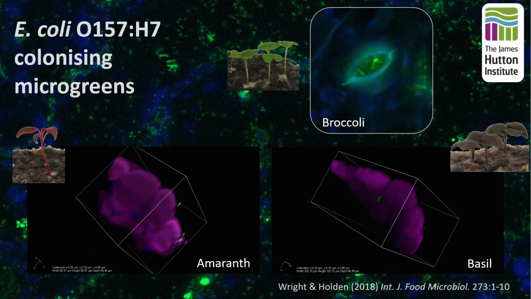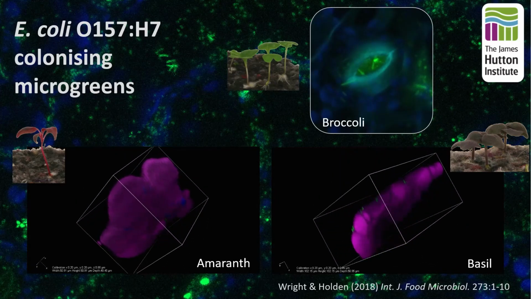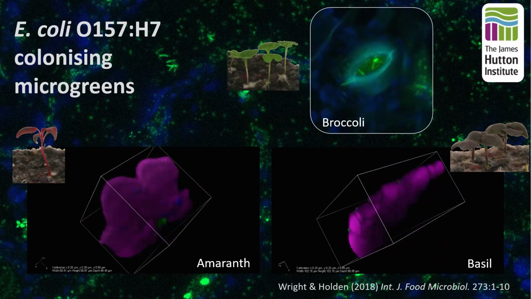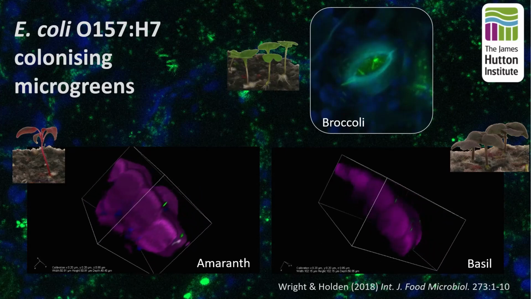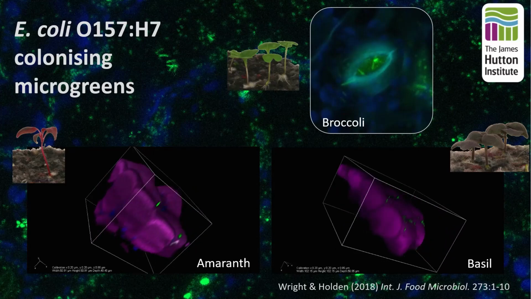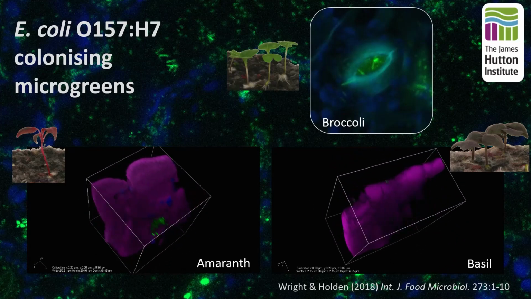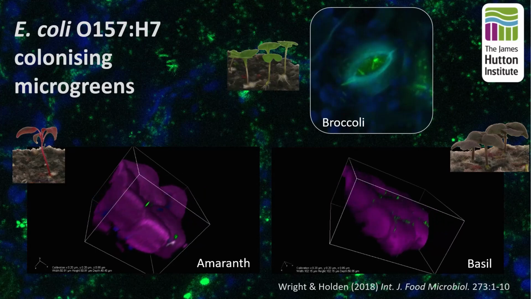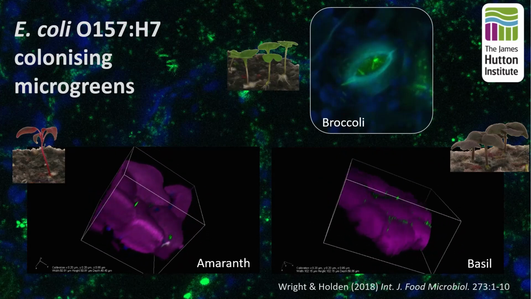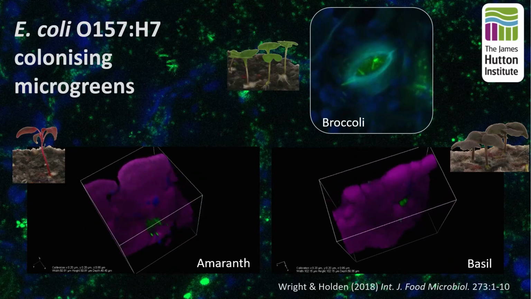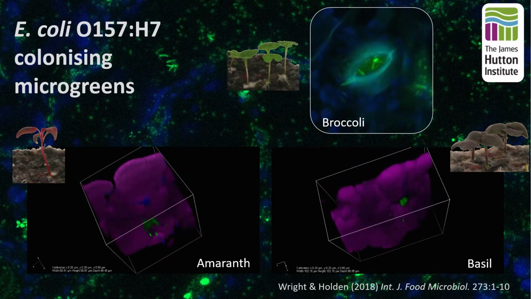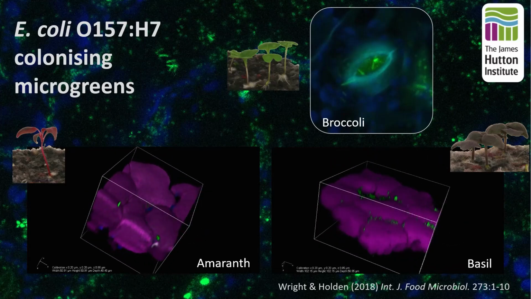As I mentioned previously, E. coli has been associated with many outbreaks of food poisoning involving sprouted seeds. Here we can see that a similar system involving young germinating seedlings can also be extensively colonized. These are microgreens, often used as nutritional and attractive garnishes. For example, broccoli, amaranth and basil. And as you will be able to see, as well as form extensive colonies on the surface of the cotyledons, occasionally the bacteria can enter through the stomata and form internal colonies.